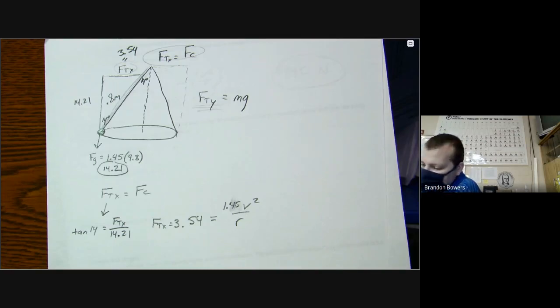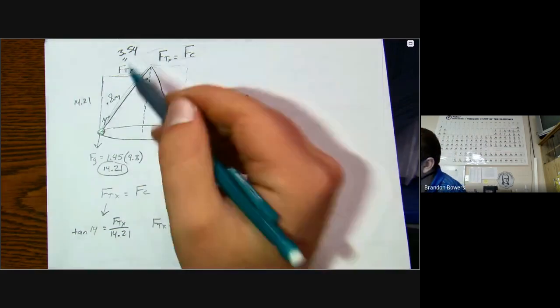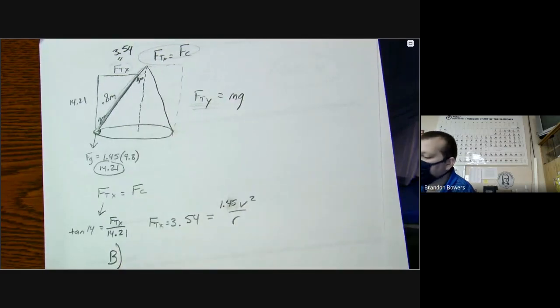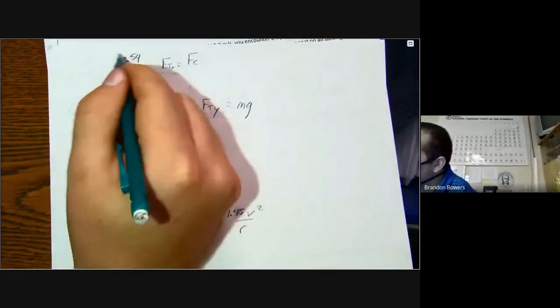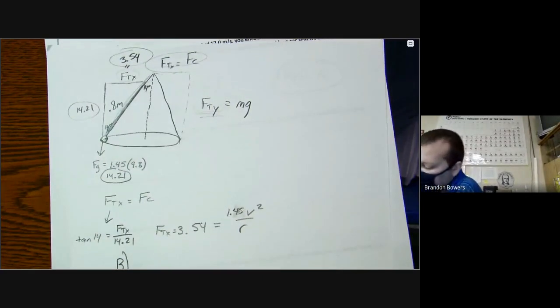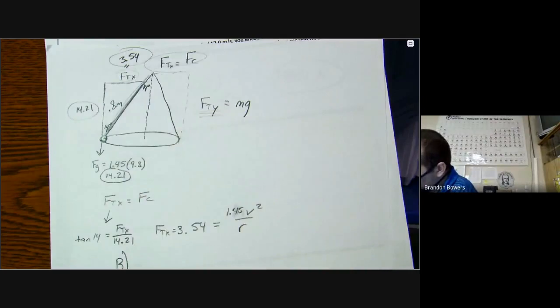So to answer B, it says, what is the force of tension? Can I solve for my hypotenuse to answer B on our problem? How can I do that? Pythagorean theorem, right? A squared plus B squared equals C squared. So I know 14.21. I know 3.54. So what is the tension of the string? 3.54 squared plus 14.21 squared, then the square root of that answer.